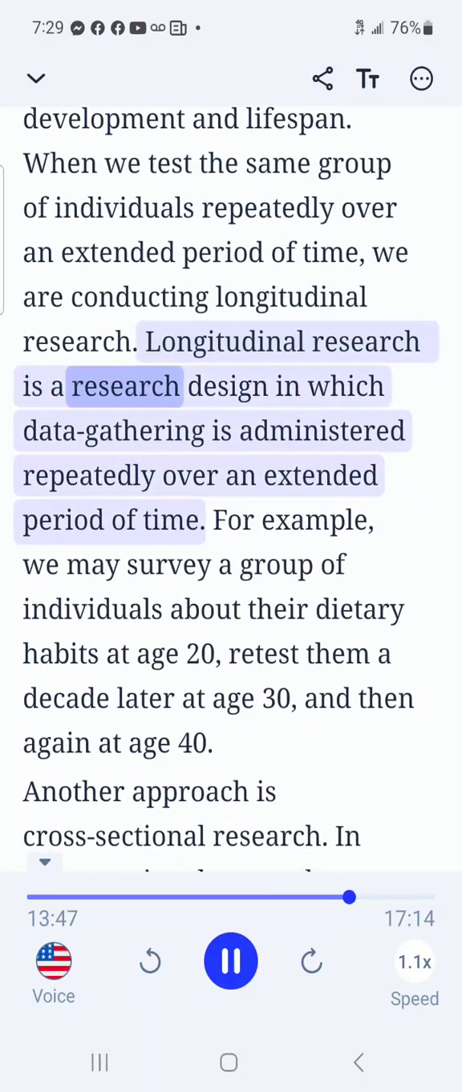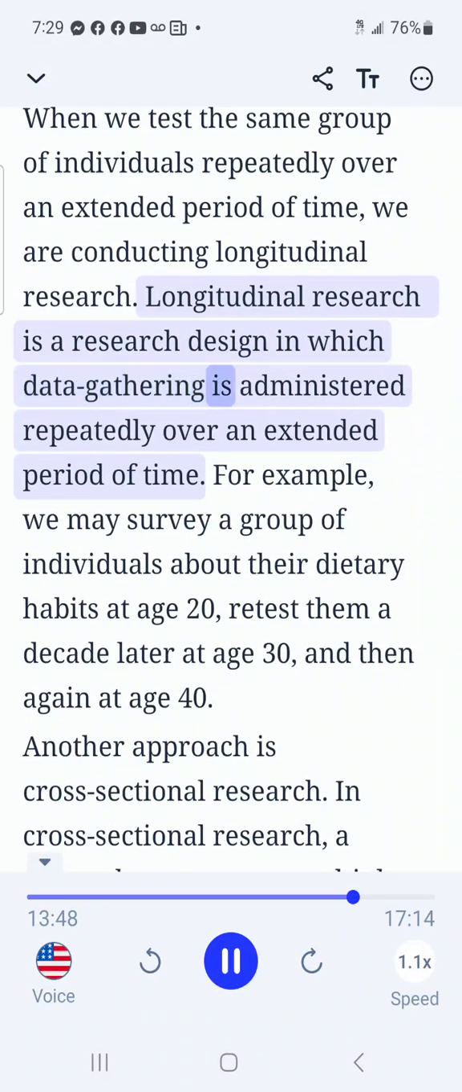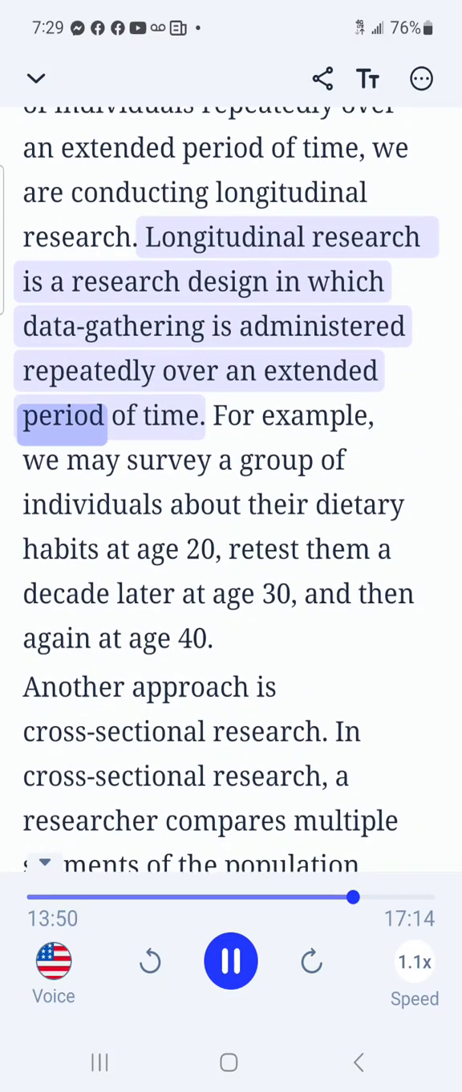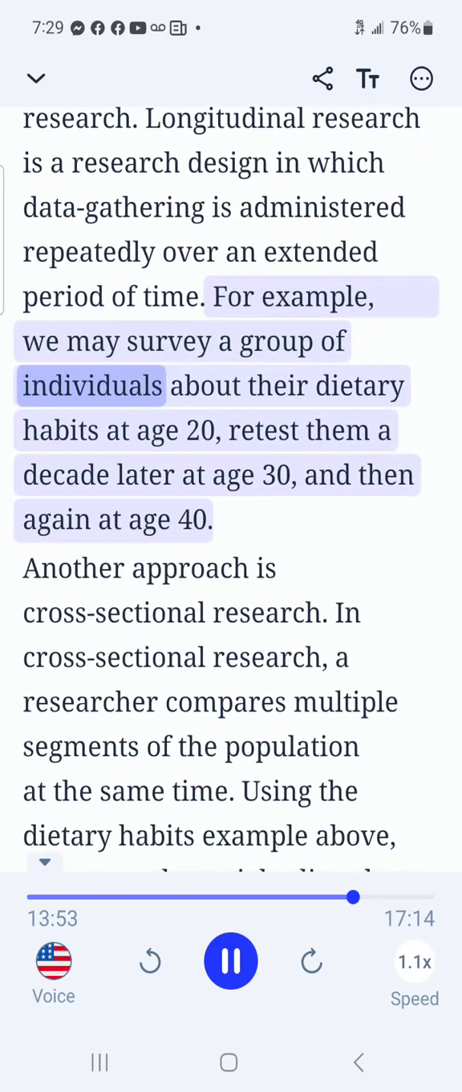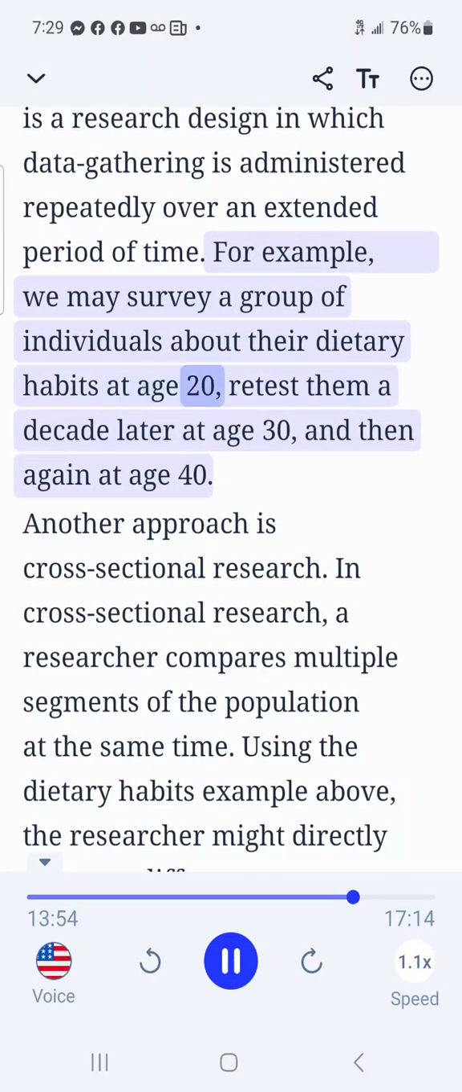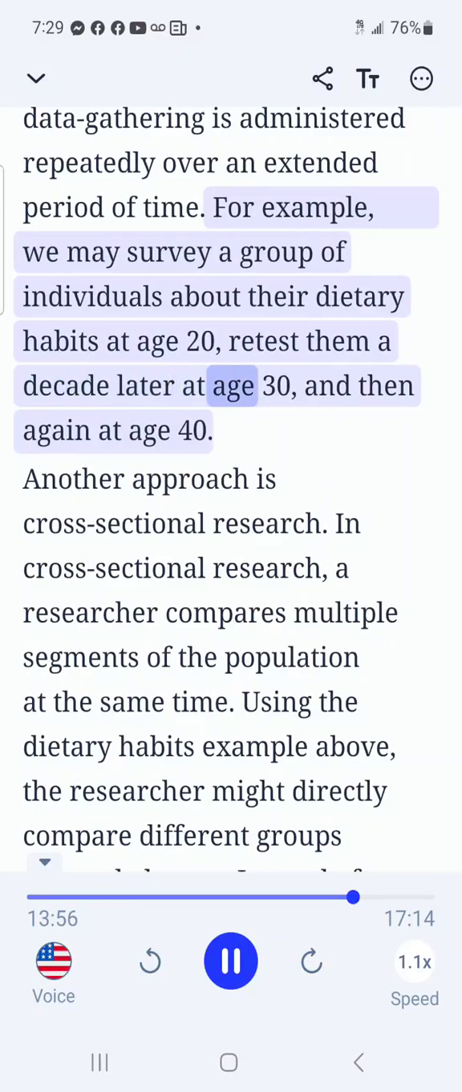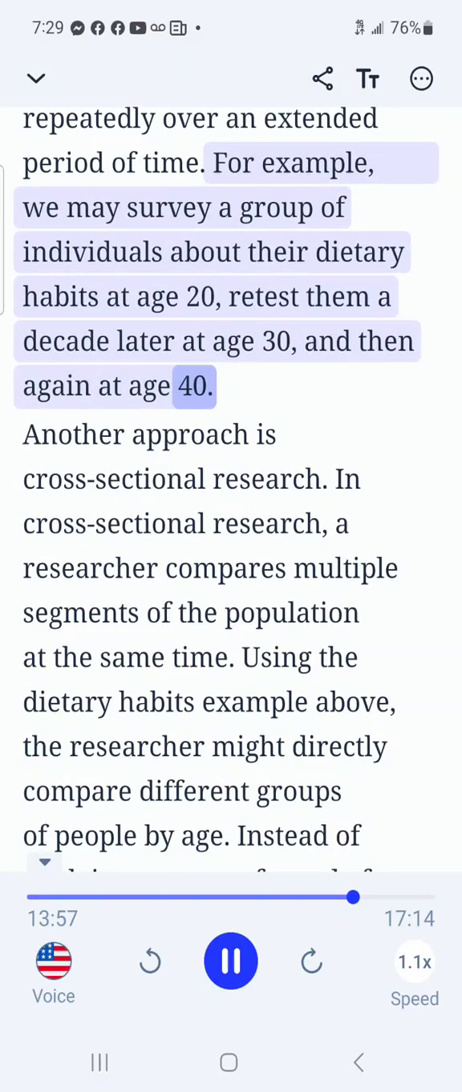Longitudinal research is a research design in which data gathering is administered repeatedly over an extended period of time. For example, we may survey a group of individuals about their dietary habits at age 20, retest them a decade later at age 30, and then again at age 40.